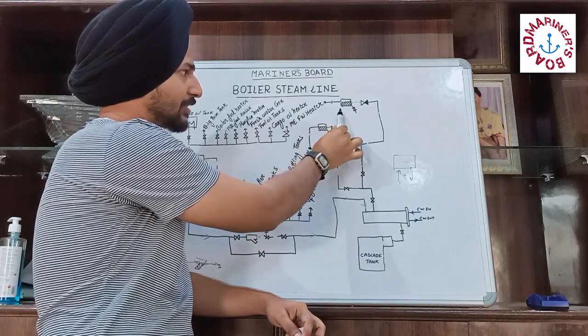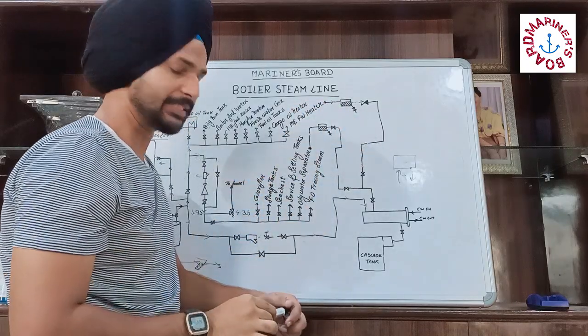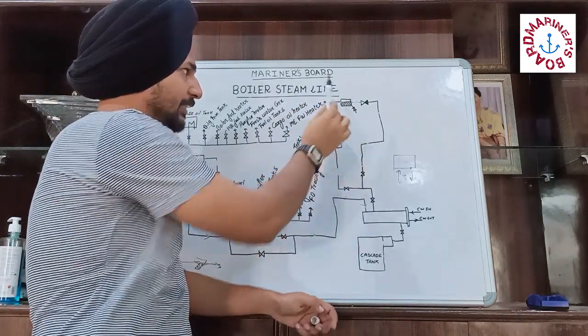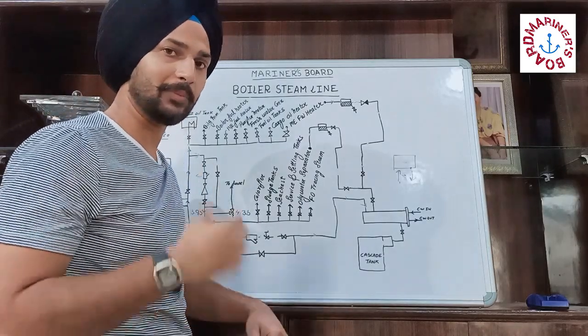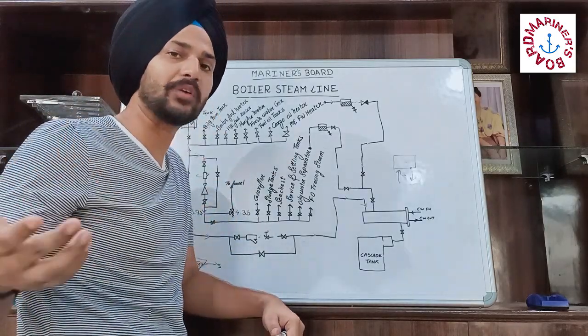And the first thing that it will find is the steam trap. This is called steam trap. In our coming lectures, we are going to study about the steam traps and the different types of steam trap.